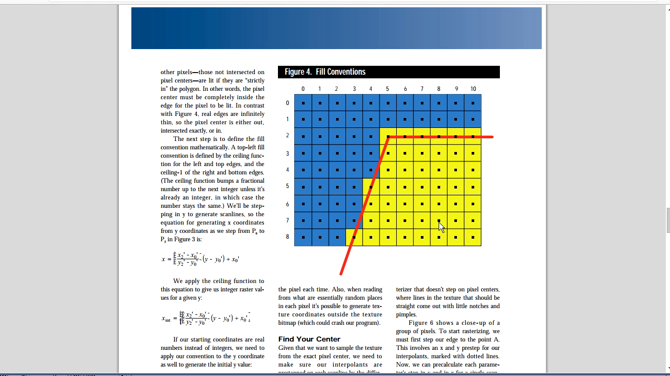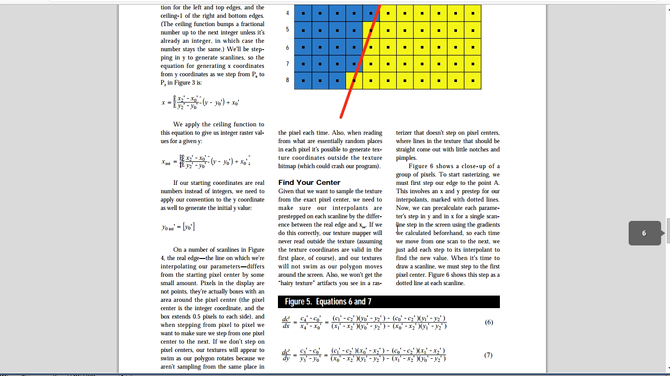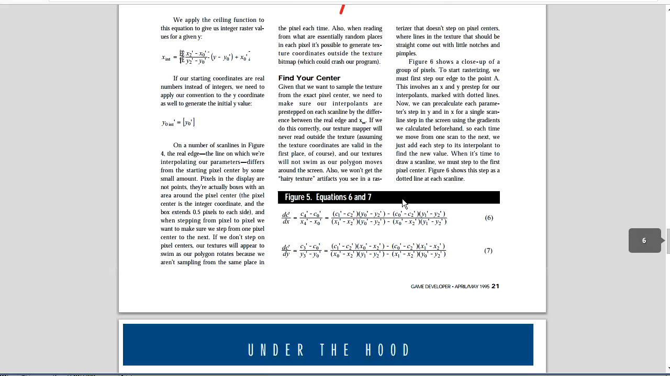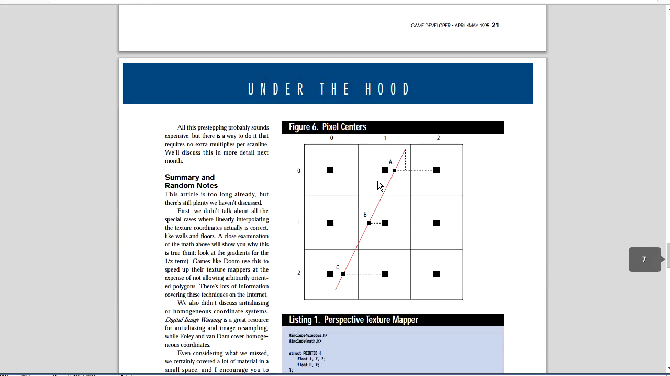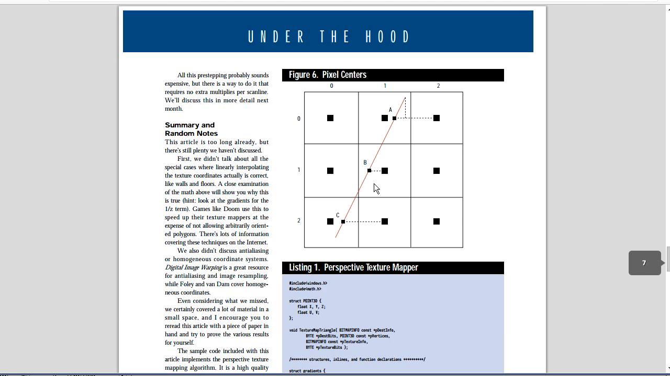Fill conventions. And the other thing, and the thing that actually ended up causing the problem, was pre-stepping. Pre-stepping your texture coordinates. And that is a big thing. Now, the idea is, first of all, your pixels are centered at their coordinates. So a pixel, let's say pixel 0, 0, has its center at 0, 0, and it extends from negative 0.5, negative 0.5, to positive 0.5, positive 0.5.